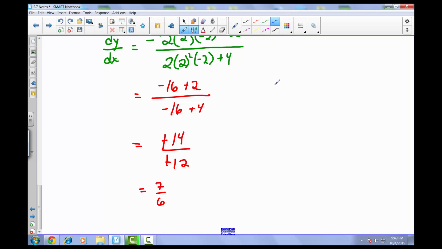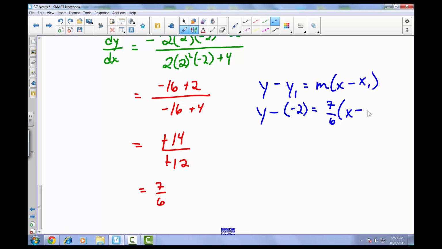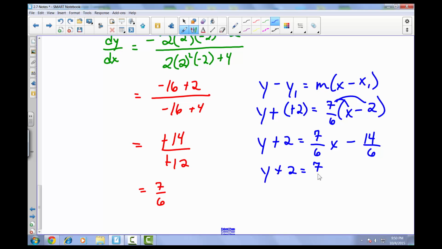Now going ahead and using point slope, y minus y1 is equal to m times x minus x1. And throwing in our items, we have y minus, our y1 was negative 2, is equal to our tangent slope, 7/6, times x minus, our target x value was 2. Really, because we're subtracting a negative, we'd really be adding that, so we have y plus 2 is equal to 7/6 x minus 14 over 6. So then really that's y plus 2 is equal to 7/6x minus 7 over 3.